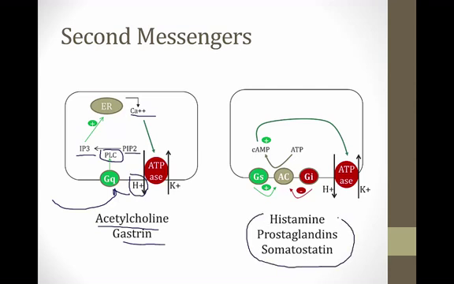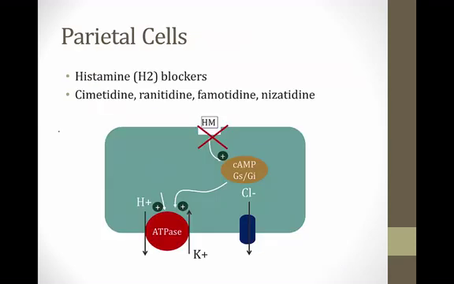Histamine, prostaglandins, and somatostatin all work on adenyl cyclase. The GS protein, which is activated by histamine, activates adenyl cyclase and raises the amount of cyclic AMP. The GI protein, which is activated by prostaglandins and somatostatin, will inhibit adenyl cyclase, and this will lower the level of cyclic AMP. And then the level of cyclic AMP inside the cell influences the activity of the hydrogen potassium ATPase pump.